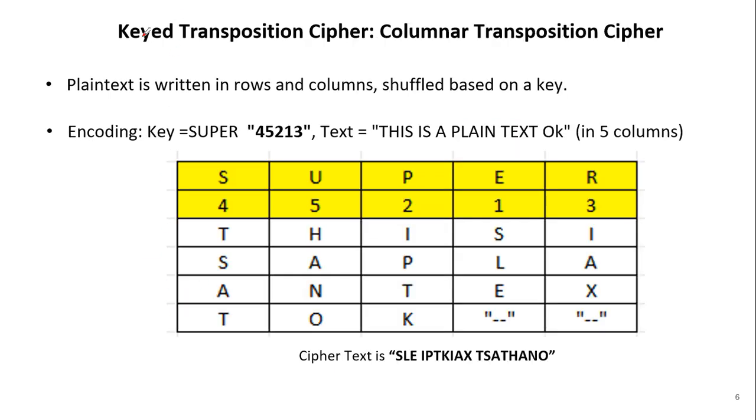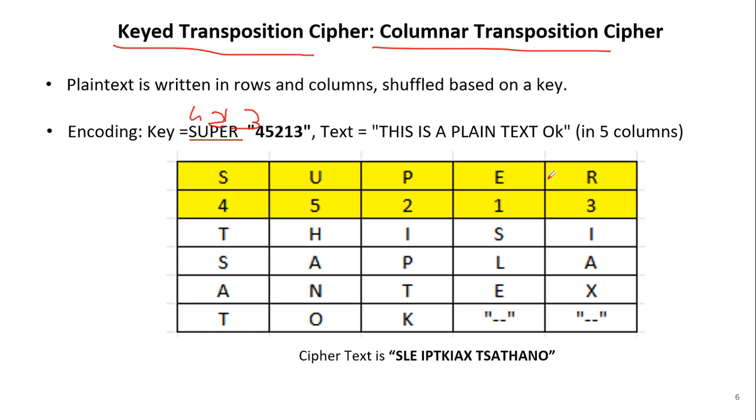Next we will see the keyed transposition cipher, in which a key is used. An example is the columnar transposition cipher. For example, take the key SUPER. Now here in SUPER, we will give this as the first column because E comes alphabetically first, then P will come, then R will come, then S will come and U will come.